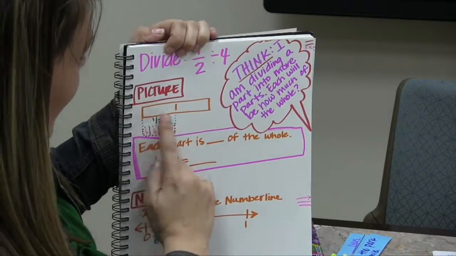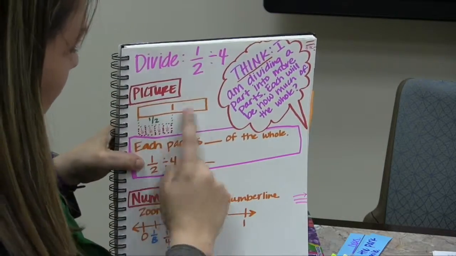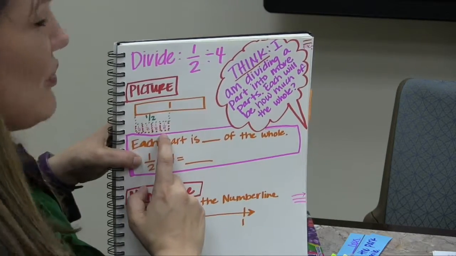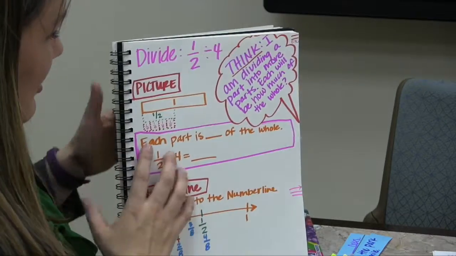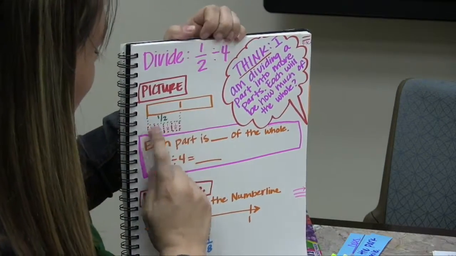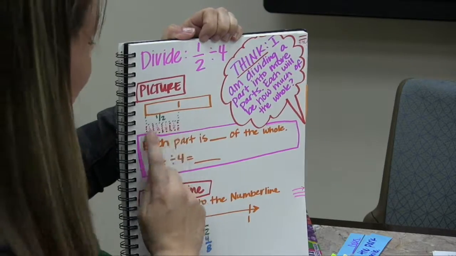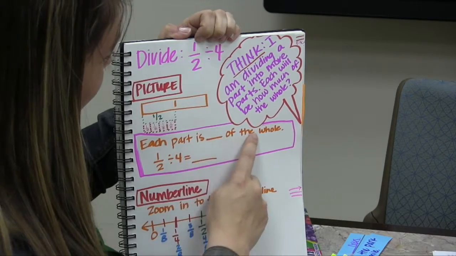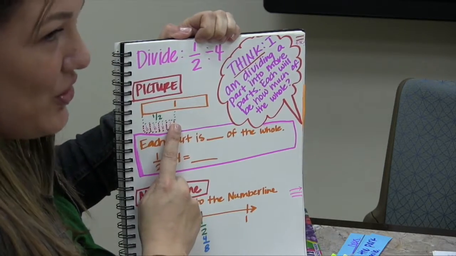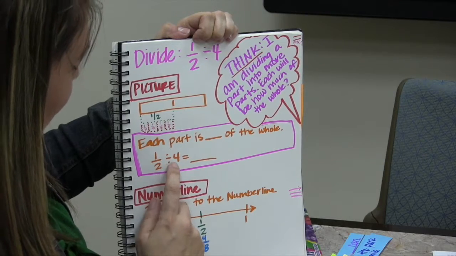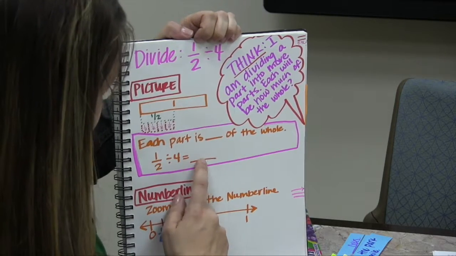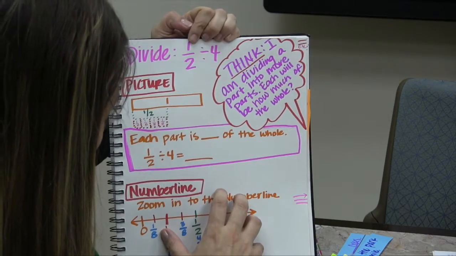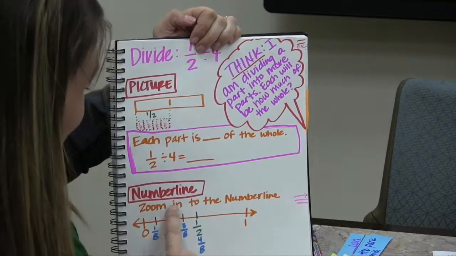So here's a picture of my strip diagram. Here's one whole or bar model. Here's my 1/2, and I divide it into 4. I would model this with fraction links to show them why this relates and how this works and how it goes into the different pieces. And then here's their sentence stem: each part is blank of the whole. It becomes 1/8 when you use the picture model. 1/2 divided by 4 is 1/8, right? 1, 2, 3, 4.